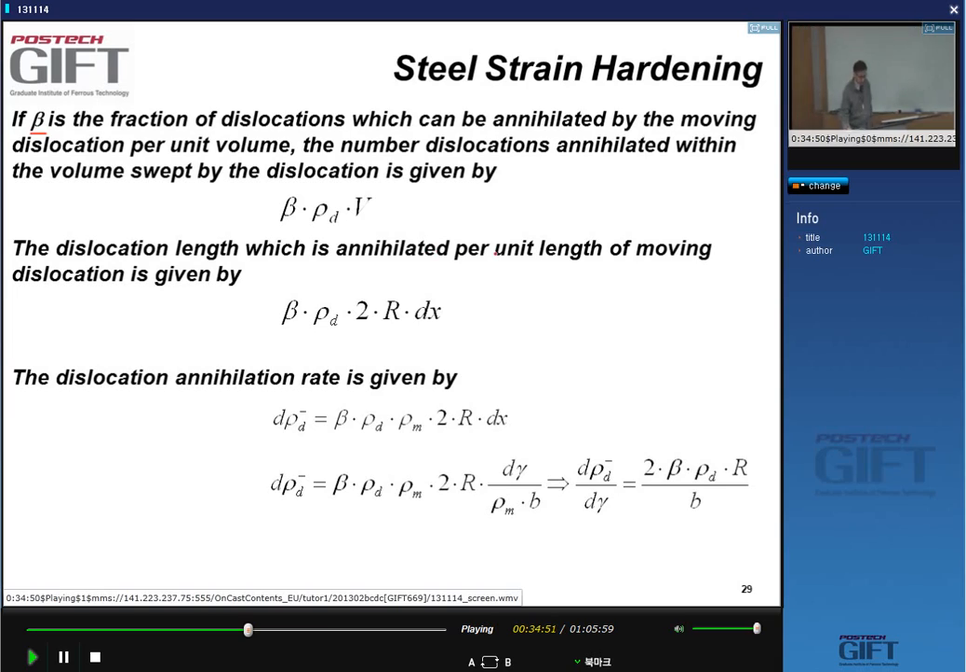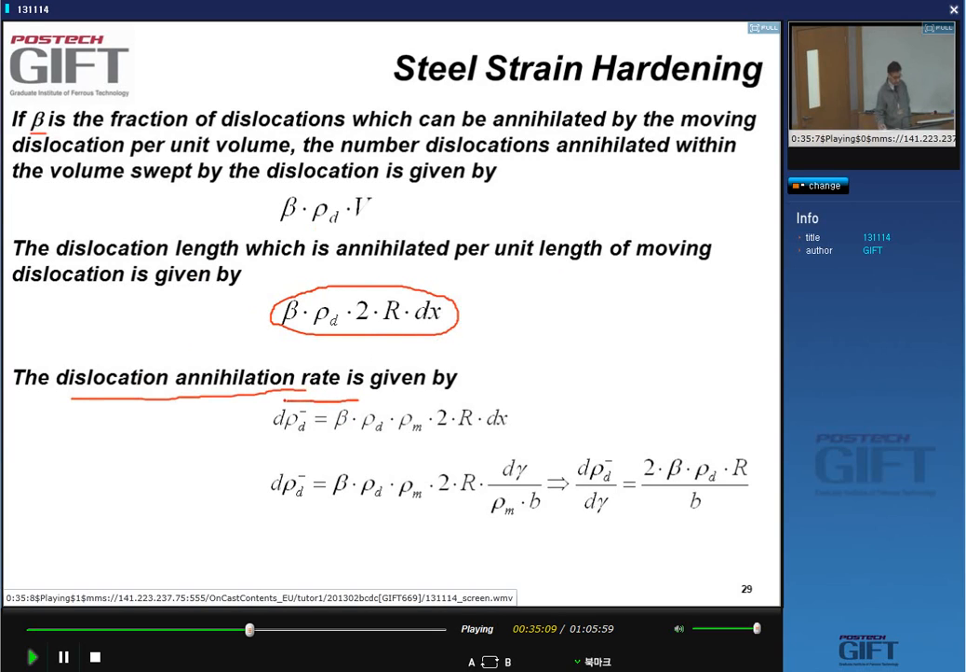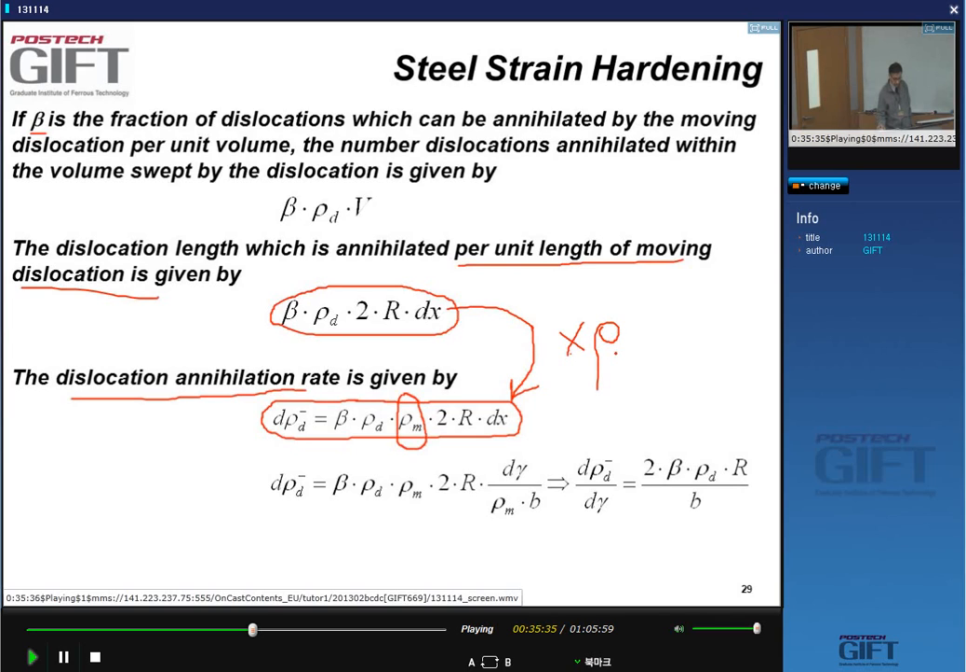And then the amount of dislocations which is annihilated per unit length of moving dislocation is given by beta times this. And the annihilation rate is therefore given by this here. It's basically the same thing multiplied with the mobile dislocation density, because this is for per unit length of moving dislocation. So this is for one dislocation and a unit length of it. If I multiply this times the mobile dislocation density, I get the annihilation rate, okay? Right, so now the annihilation rate is proportional to the dislocation density.